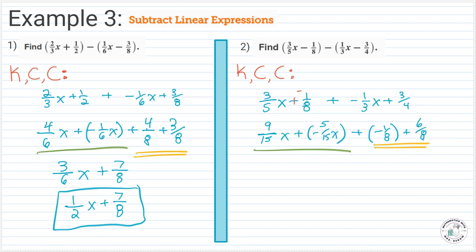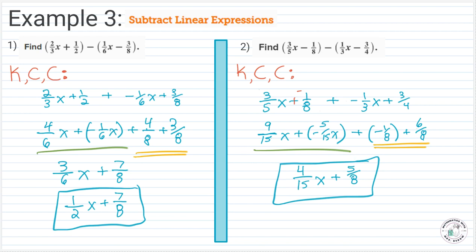All right, and then combining our like terms, 9/15 x plus a -5/15 x is going to be 4/15 x. Plus the -1/8 plus the 6/8 will be 5/8. And then none of those fractions can be simplified, so this is my final answer.